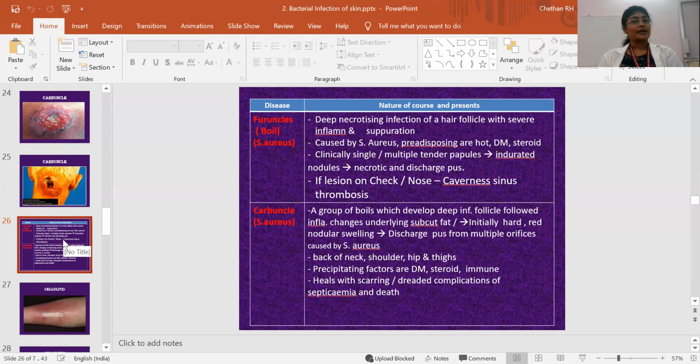It is also seen on the back of the neck, shoulder, hip and thighs. Precipitating factors are, like I told you before, diabetes mellitus, steroid use, as well as immunosuppression. And this carbuncle will heal with scarring, and the dreaded complication will be septicemia and death. It is somewhat complicated.